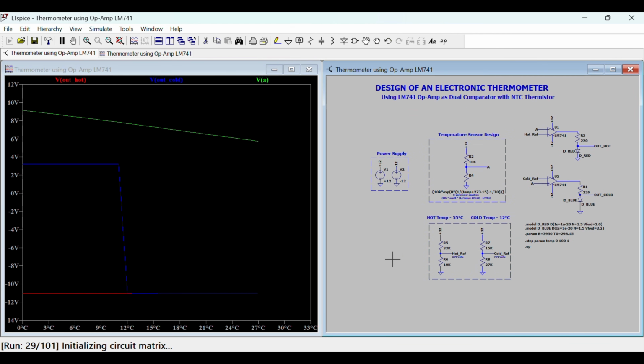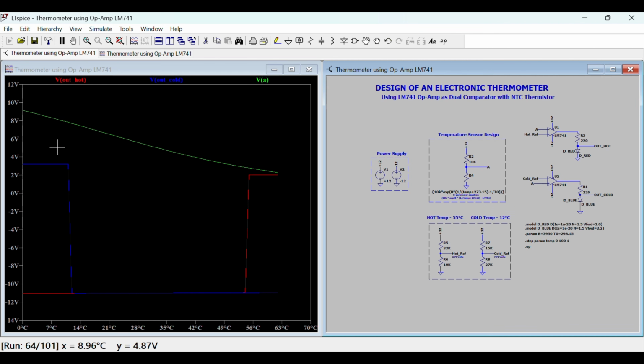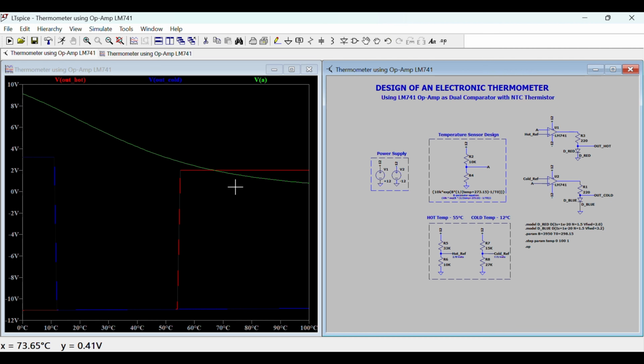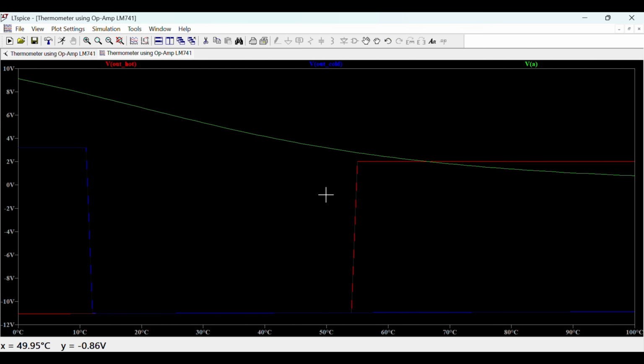There you go. We get the output. The green curve represents the sensor voltage VA. At 0 degrees Celsius, the voltage is approximately 9.3 volts. At 100 degrees Celsius, the voltage decreases to approximately 0.85 volts. This confirms the correct operation of the NTC thermistor.